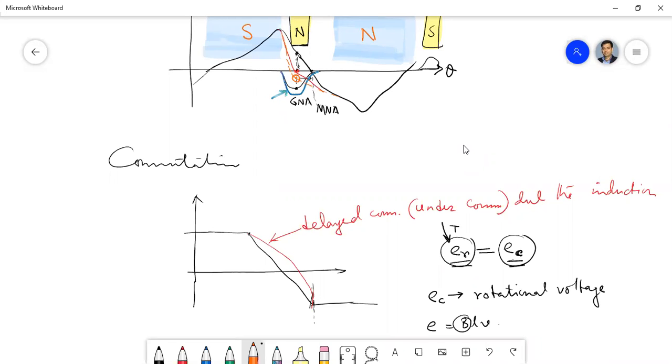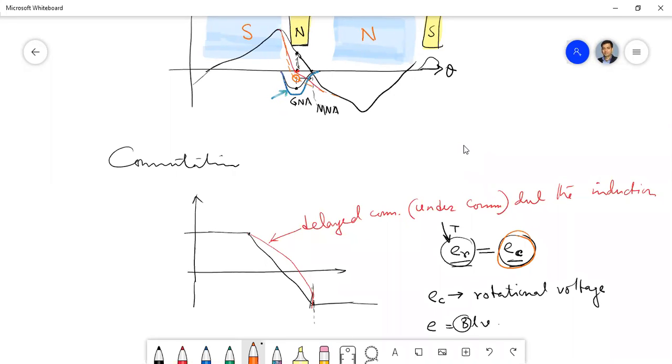So this negative flux will produce this rotational EMF, which will cancel this reactance voltage and will help to make the commutation process linear. So that is the technique.